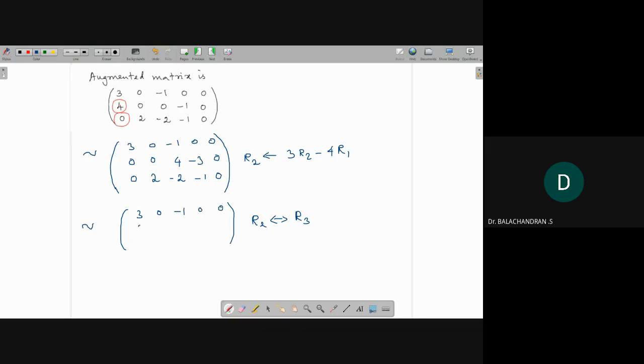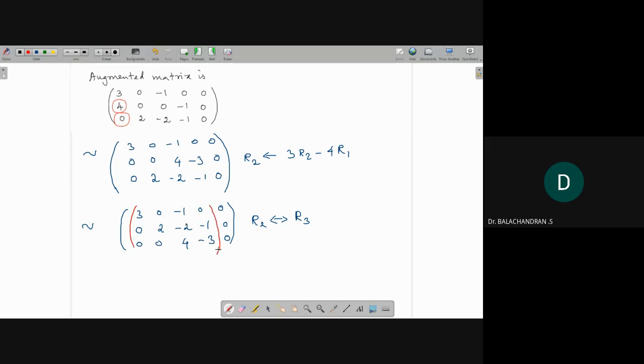Second row is 0, 0, 4, -3, 0. Sorry, I'm interchanging row 2 and row 3. So 0, 2, -2, -1, 0, 0, 0, 4, -3, 0. Okay. So now you can see, this is the matrix A.